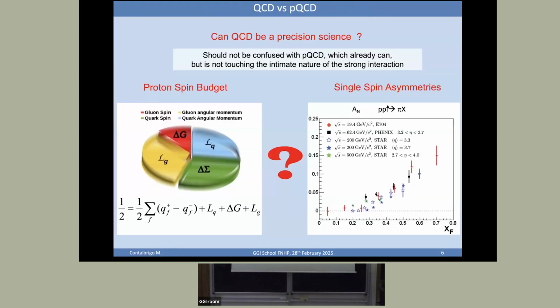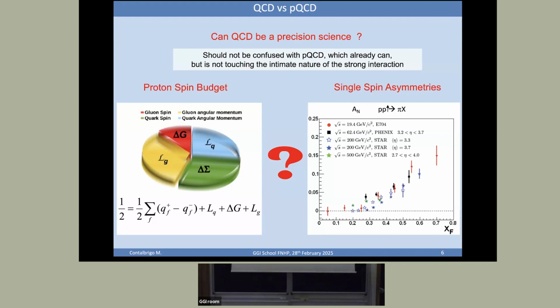And what are the signals that we have something to learn? For example, we are not able to build up a budget for the spin. So the spin of the nucleon is the same as an elementary particle, but is generated by different contributions: the spin of the partons, the spin of the gluons, the orbital motion of these partons, and we have not yet understood how these conspire to create a spin that is the same as an elementary particle.